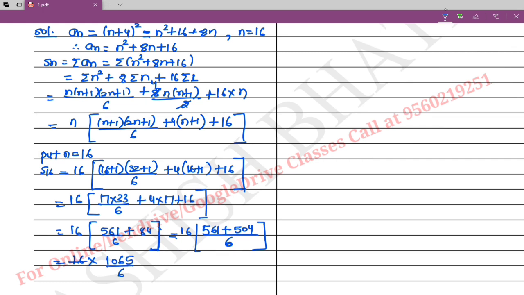Now simplifying it, it would be 355 into 8. Now 355 into 8 will be equal to 2840. So this will be our answer, 2840. So this is our answer, 2840.